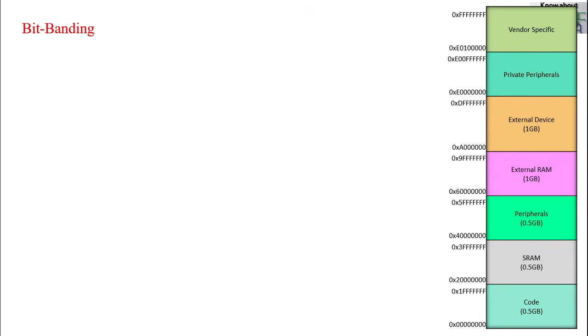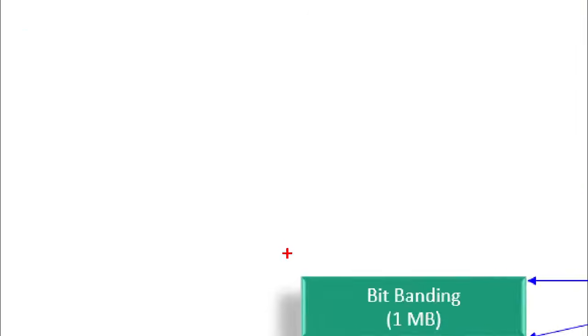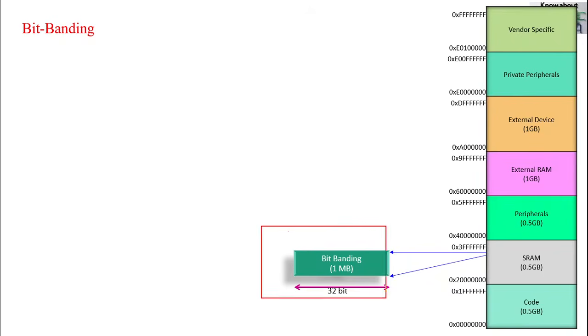For that particular application, ARM Cortex has defined a separate block called bit banding. So what do we mean by bit banding? Bit banding means bitwise operation. This process allows programmers to use bitwise operations. For this, in the memory mapping part, a total of 1 megabyte of memory is allocated for bit banding.